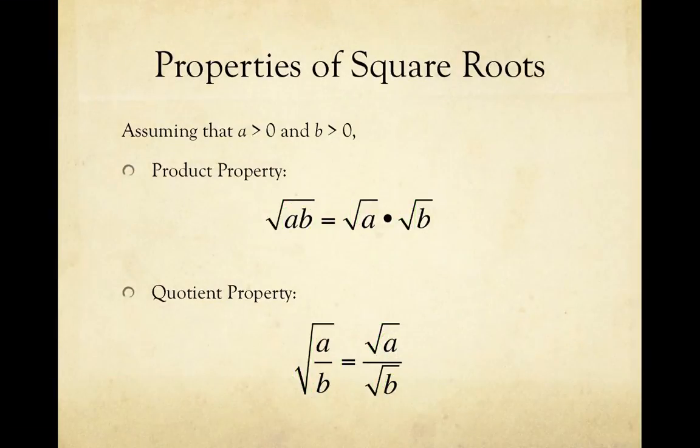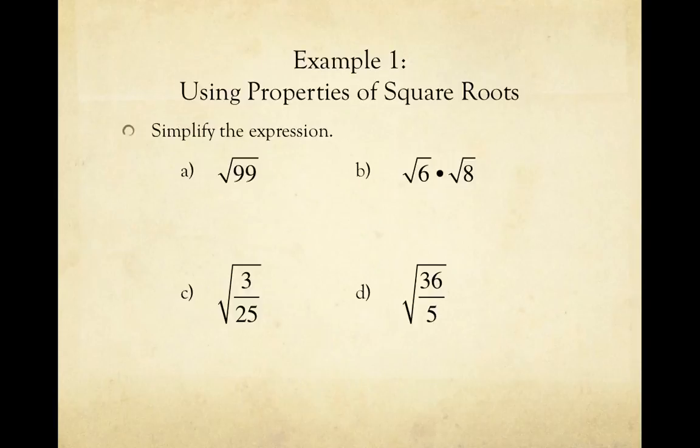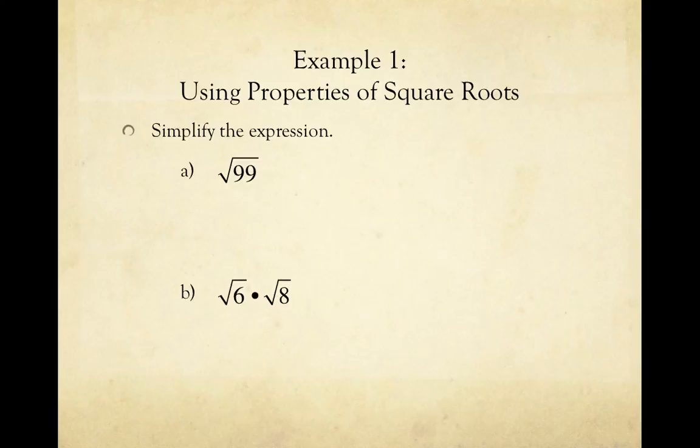All right, so let's actually use our definitions of what it means to be simplified and the properties we've just seen to simplify these four expressions. We're going to start with the multiplication ones. So in the first case, we're being asked to simplify the square root of 99.